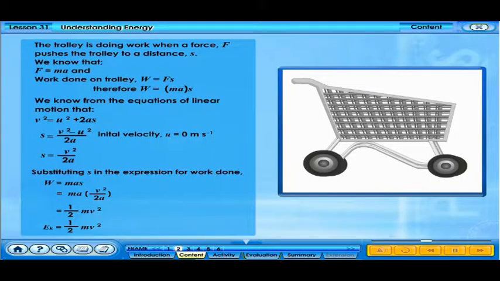Substituting s equals v squared over 2a in the expression for the work done, we get W equals half mv squared. So, the kinetic energy of an object of mass m moving with a velocity of v is half mv squared. The SI unit is kilogram meter squared per second squared, or joule.